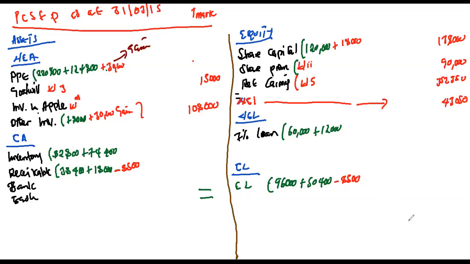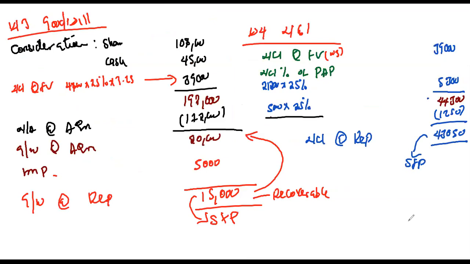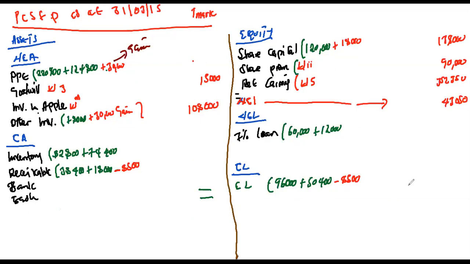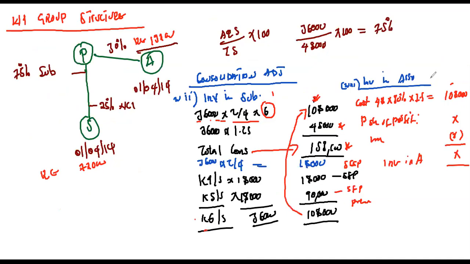So what do we do? Let's work out the investment in Apple now. We start with the investment in Apple. Now we have the figures in place. We said P's share of profit from the associate. Now we're getting the associate's share of profit.